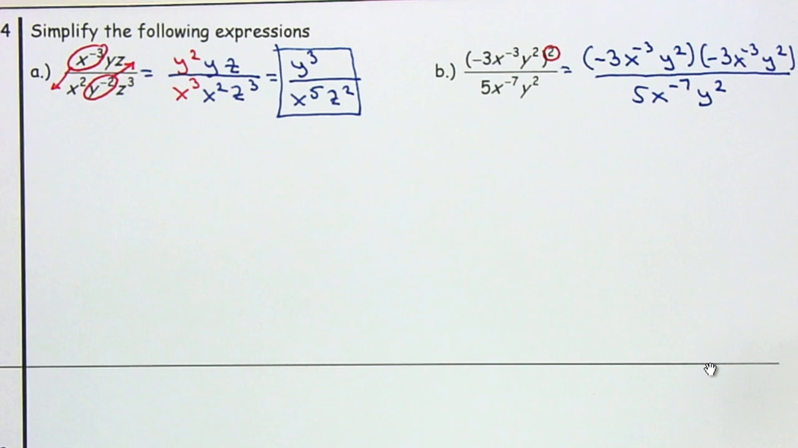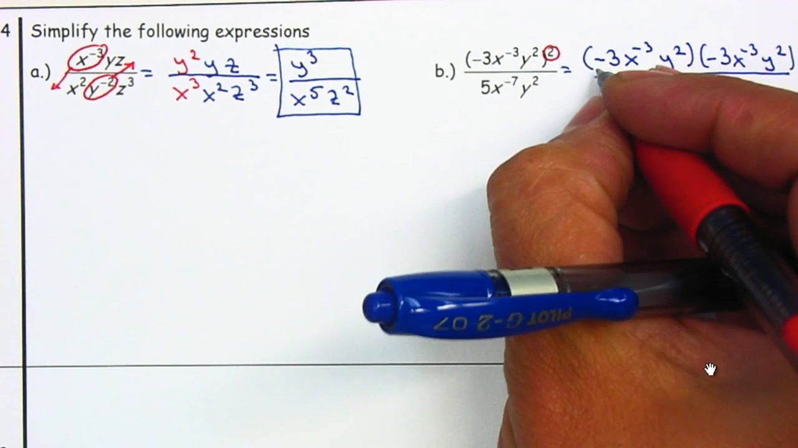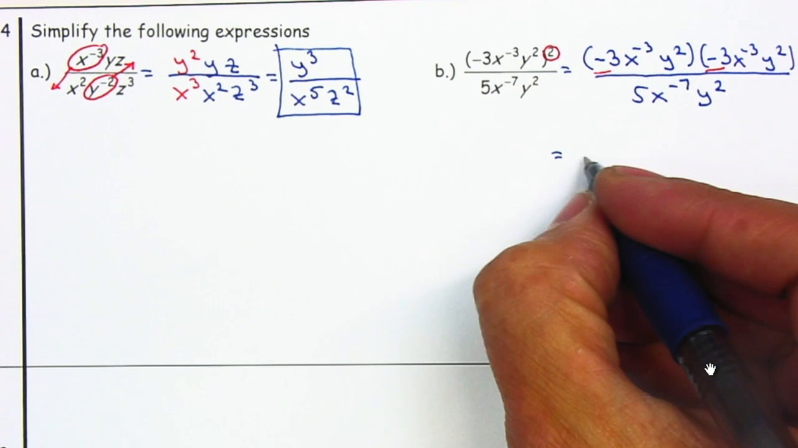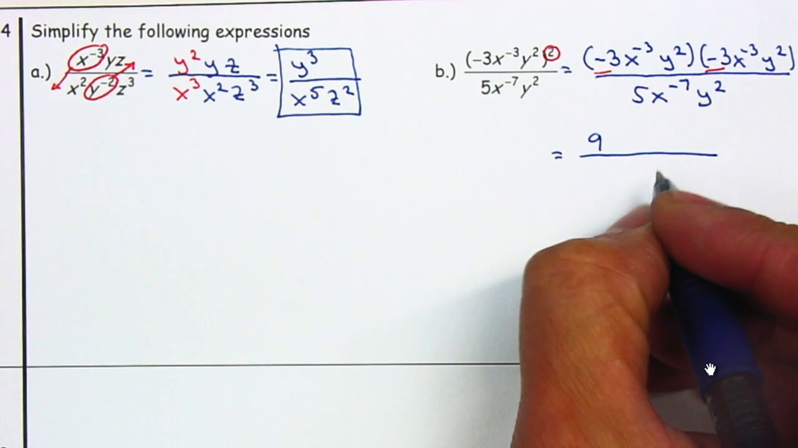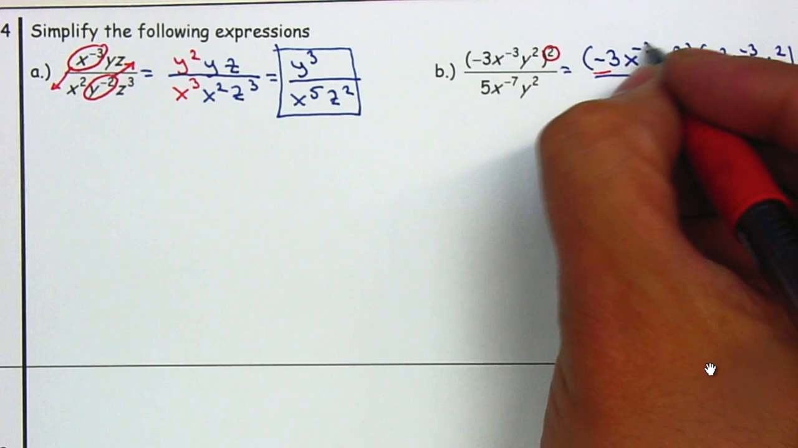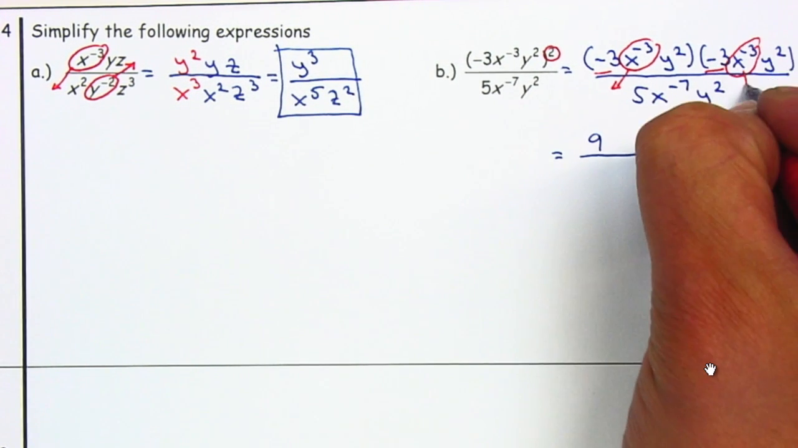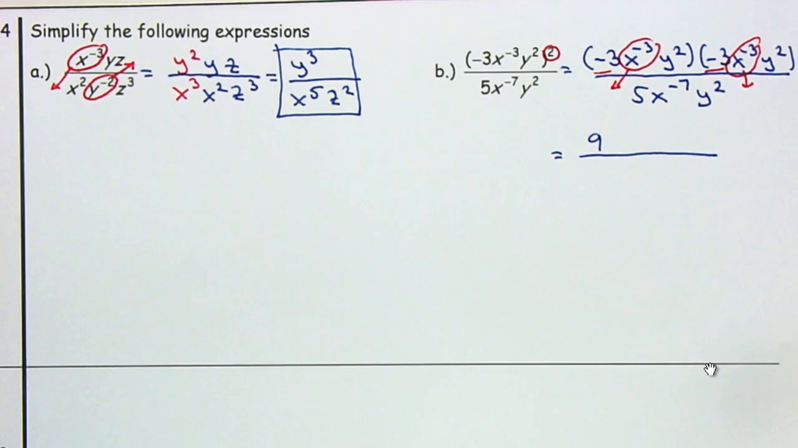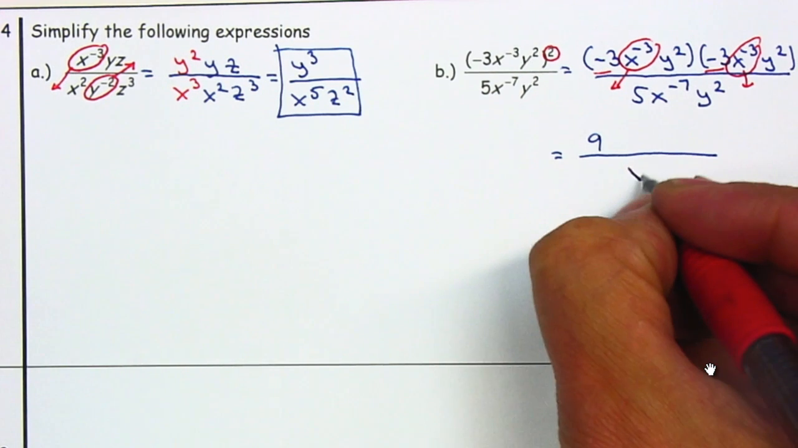Now, I can start switching things left and right or combining. I'm going to do both of them at once. So negative 3, I'm going to multiply my coefficients. Negative 3 times negative 3 will be positive 9. I'm going to switch my negative exponents to the bottom. So I'm switching 3 x's and 3 x's, I have a total of 6. So x to the 6 got switched down.